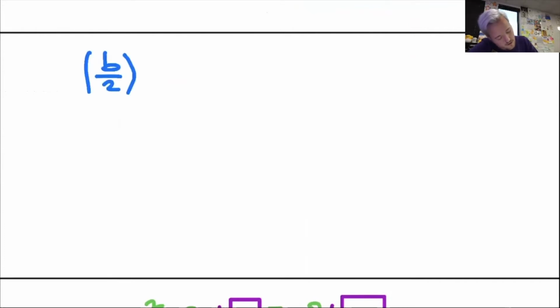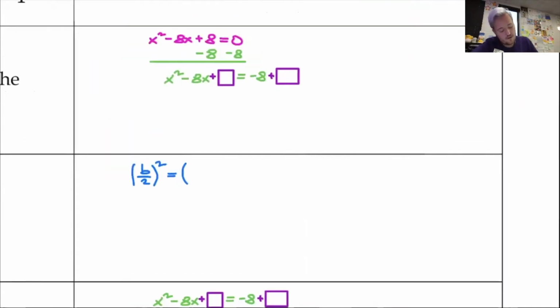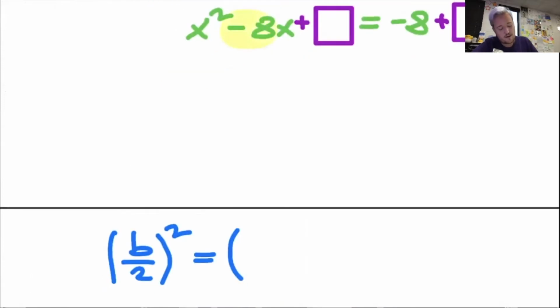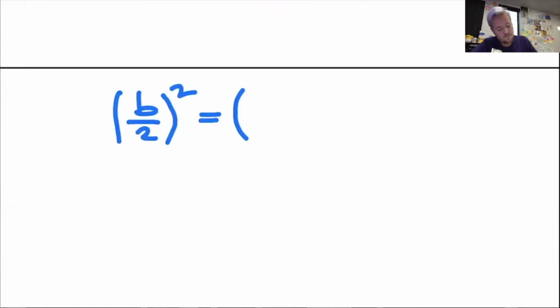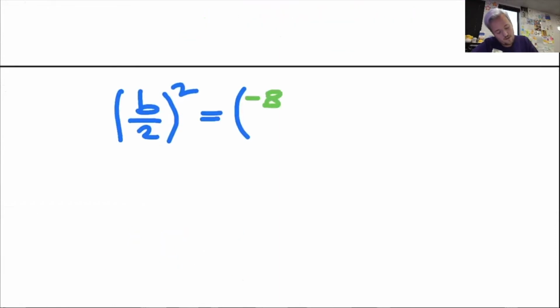All right. So be very careful here, because remember the formula for the axis of symmetry is the opposite of b over 2a. In order to complete the square, it's b over 2 all squared. All right, so I'm going to take the b value from our equation. So our b value is right here. It is -8. So I'm going to take that -8, and then I'm going to divide it by 2 and square it.